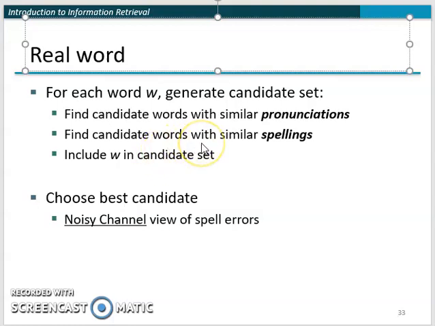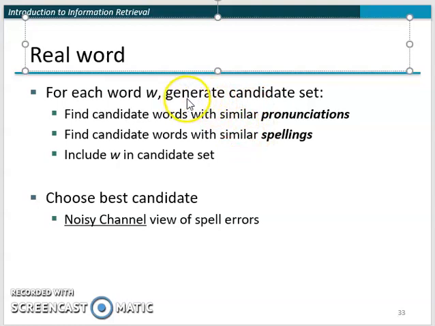So how can we generate a candidate set? For that, let's first talk about what the possible candidates are. Possible candidates are the words with similar pronunciations and similar spellings. But how do we first detect the error? There is no way to detect a real word error. So we'll generate candidates for every word in the sentence, or every word in the query or the text. So for each word W in our query, we'll generate a candidate set.